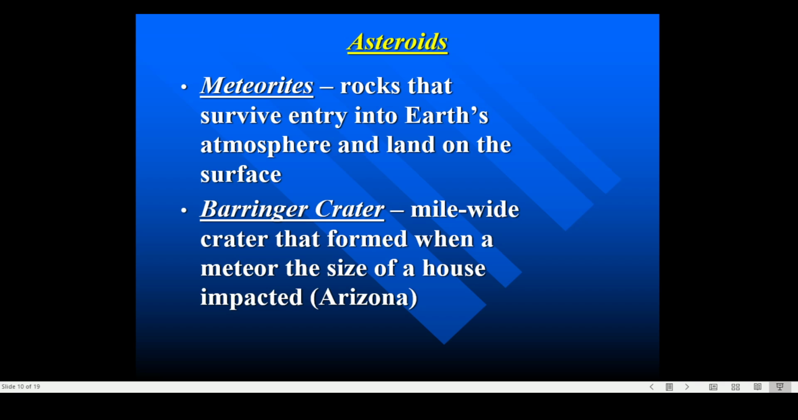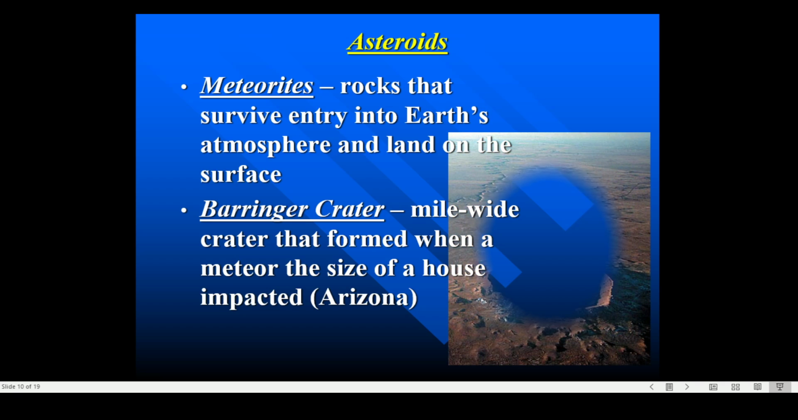Moving forward, the Barringer Crater, probably the most famous impact site for a meteorite in the United States. It's a mile-wide crater that formed when a meteor about the size of a house impacted in what is now Arizona. Obviously, it was a while ago, before Arizona was a state, before the United States was a country.